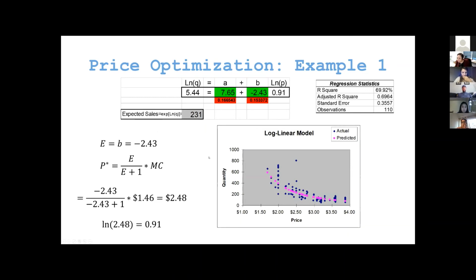And that gets 231. Based on this, we can interpret and say that at a price of 2.48, we can sell 231 units, right? Yes, and that's a prediction. Is it exactly going to be that? No, but it's predicting based on this model that if you charge $2.48 for each jug of Tropicana juice, you're going to sell 231.